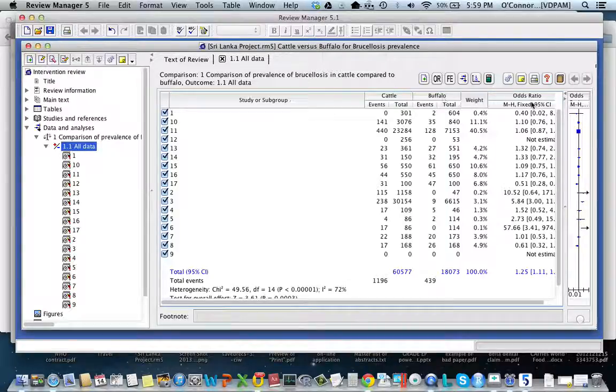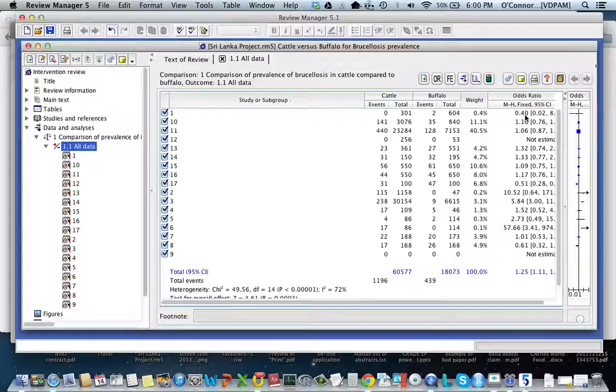Actually, we're going to express it here as the odds. Is the odds of being seropositive for brucellosis in cattle compared to being seronegative different to the odds of being seropositive in buffalo versus being seronegative? But what we'd probably like to do is combine all those data and see if we could come up with what's called a summary effect measure. So each one of these is an effect size, and what we'd like to do is come up with a summary effect measure.